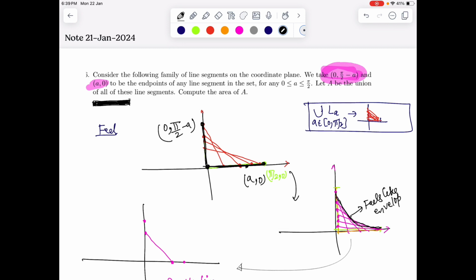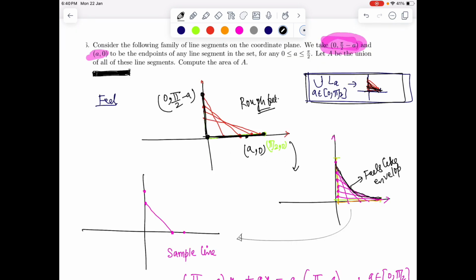For some other value of a, say 1, clearly we'll have an inclined line like this. For some other values, all these red ones will come. Just to save time, I have drawn the pictures, so this is just a rough feel. If we plot more and more values, like a handwritten plot, you can clearly see it feels like there will be a net here, and we'll get some kind of envelope because the lines cannot cross certain threshold values.